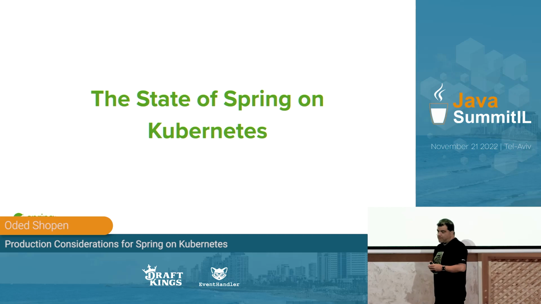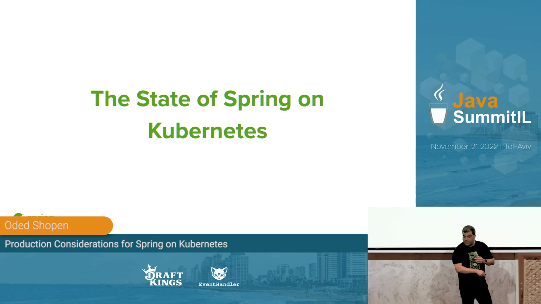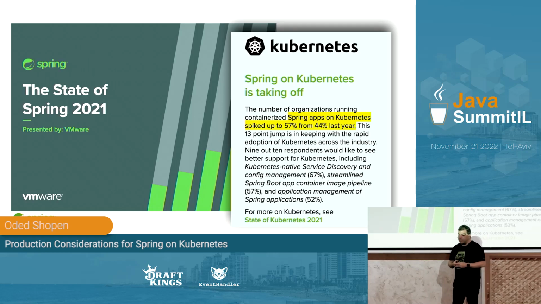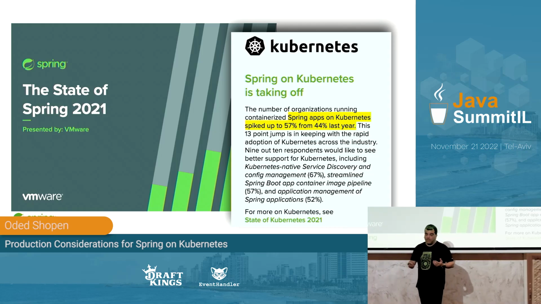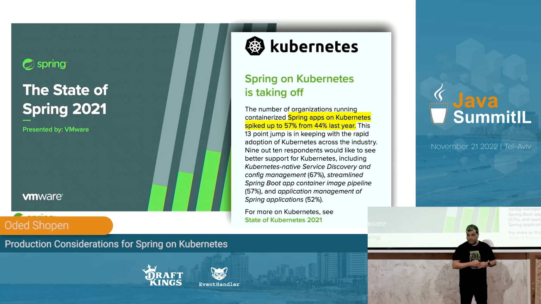Now, as part of VMware Tanzu, we always run this State of Spring on Kubernetes survey every year. In the past year, what we've learned is that the amount of activity of Spring on Kubernetes has increased from around 44% to 57%, which means that as we go along, I'm sure this year's survey will make it even higher. So we've seen this trend where everything goes to Kubernetes at some point, and it becomes a very important topic of consideration for our developers.